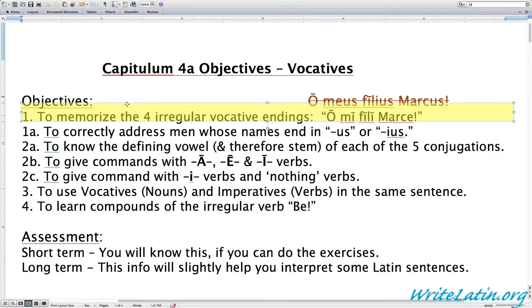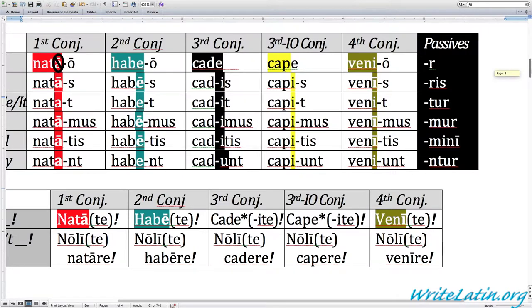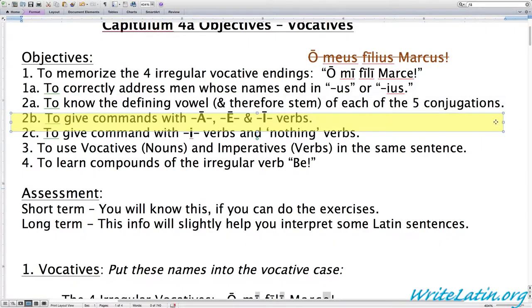Objective 2a, to know the defining vowel of each of the five conjugations. Hopefully you can know this by heart by now, and if not soon, they are a, e, nothing, i, and i. Or in other words, long a, long e, nothing, short i, and long i. Objective 2b, to give commands in the three conjugations that have long vowels as their characteristic sign. Well, you just end the verb when you get to that long vowel. Voca, terre, audi.